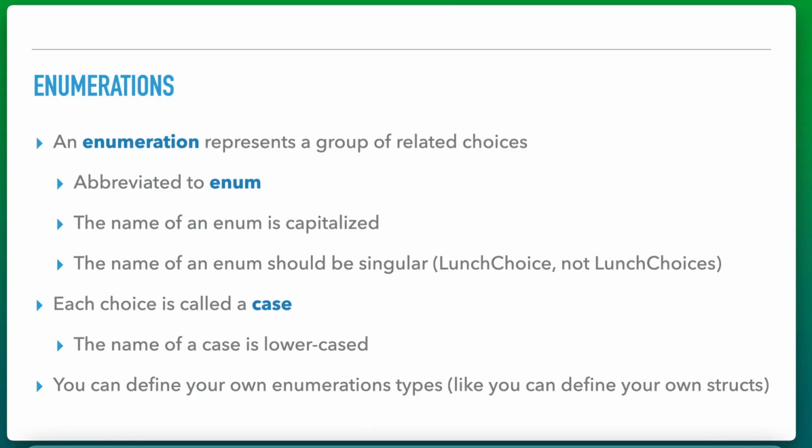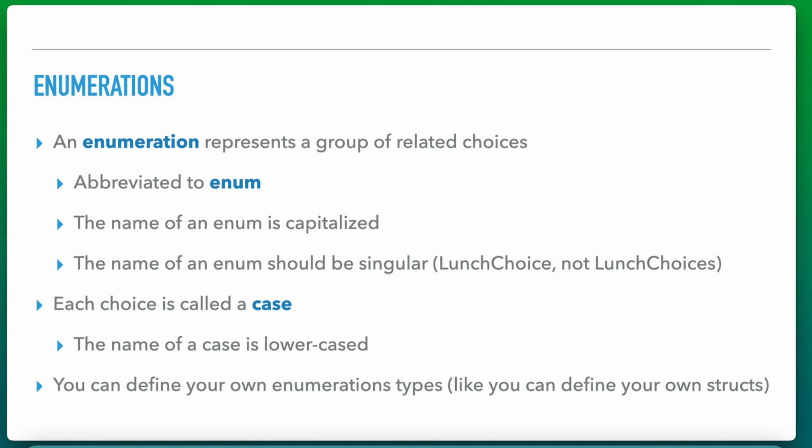So in comes enumerations. Enumerations are a set of controlled choices. An enumeration represents a group of related choices. So in our example on the previous slide, a small, medium, and large size t-shirt are all related, but a medium-sized t-shirt and a ham sandwich are not related, of course.